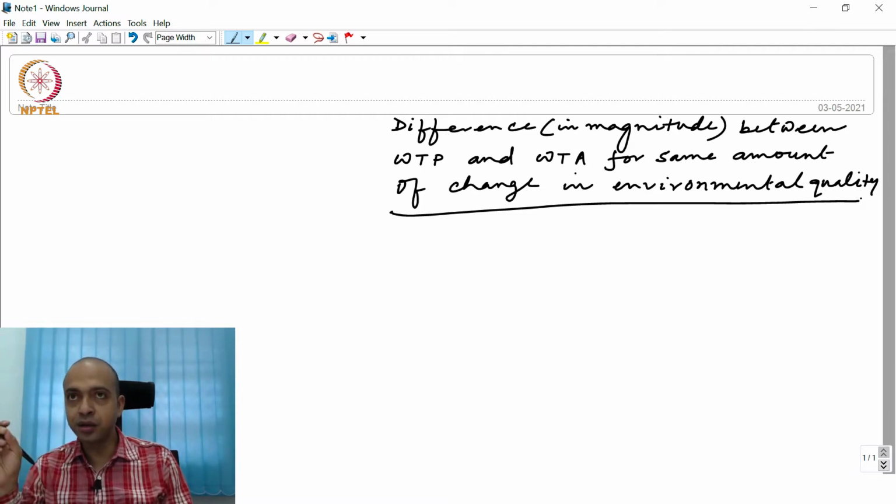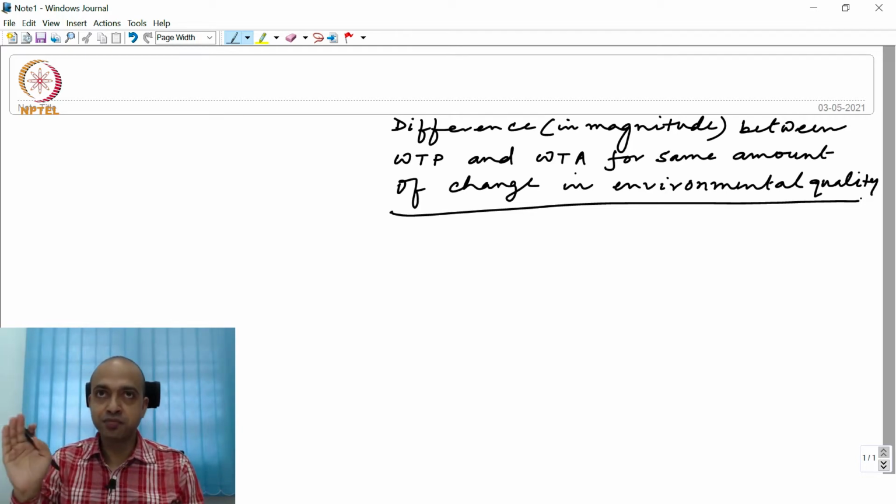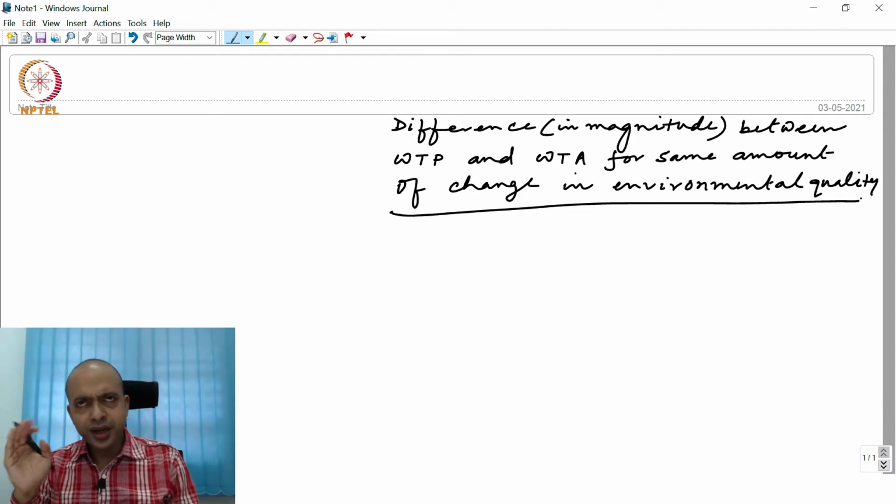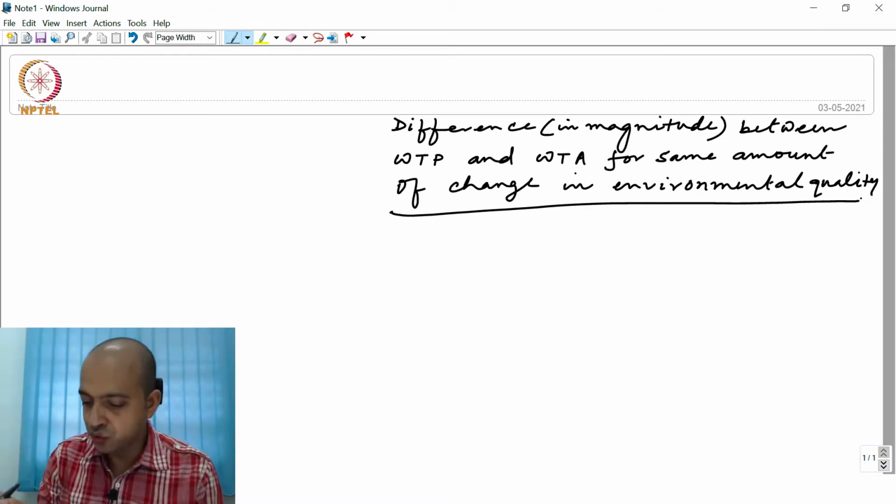But in empirical studies, what we found is that it is not only different, but the difference is huge. And we are going to discuss what are the reasons behind this huge disparity between willingness to pay and willingness to accept. So before we explain the reasons, let us first try to understand using a simple indifference curve analysis what is willingness to pay and what is willingness to accept.